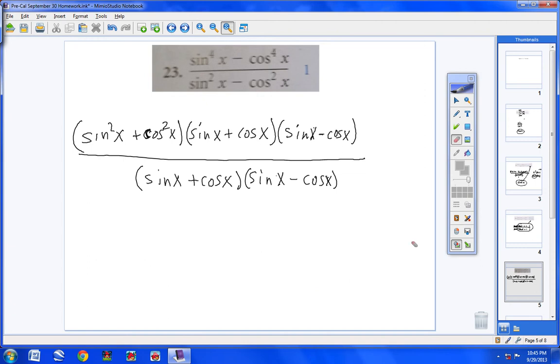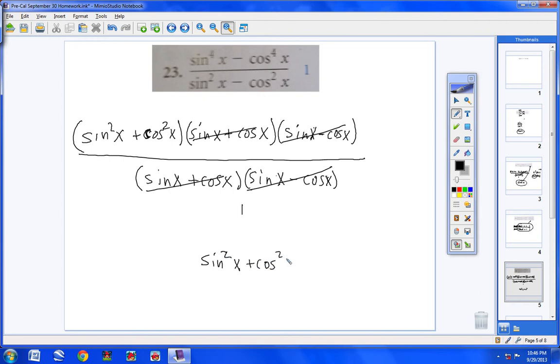Now, look what cancels. This parentheses here would cancel with this parentheses here. This parentheses would cancel with this parentheses, and you're left with 1 in the denominator. So what you really have then is sine squared plus cosine squared all over 1, or simply anything over 1 is just itself. So sine squared plus cosine squared.